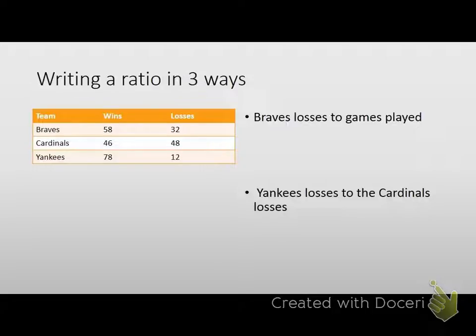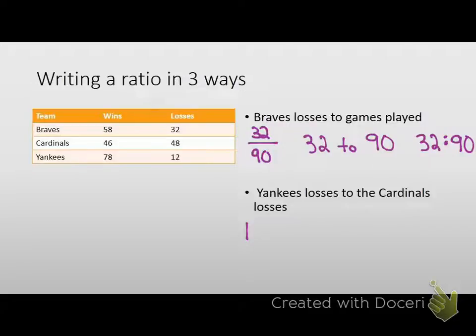All right, so what's Braves losses to games played? What's my ratio? 32 to 90. I've got to add the wins and losses together to figure out how many games they played. 32 to 90 in all 3 ways: a colon, a fraction, and the word to. And guys, that can be in any order. You could do the colon first, or the word to first. I don't care, as long as all 3 are there.